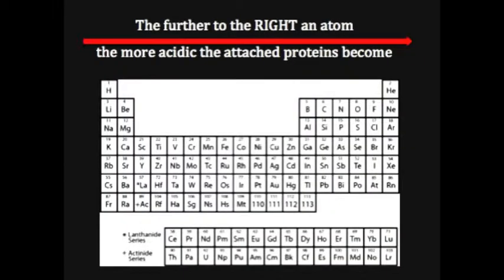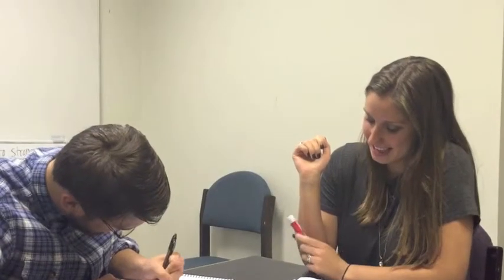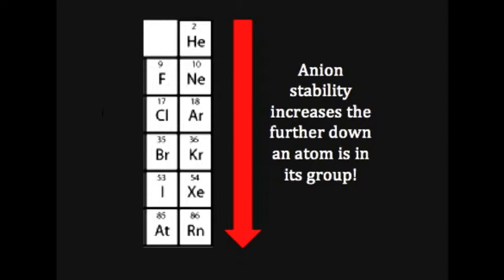Okay, cool. Stability of an anion increases when the negative charge is on the atom further down the column of the periodic table. Further down? Further down. Okay. Man, I had no idea.